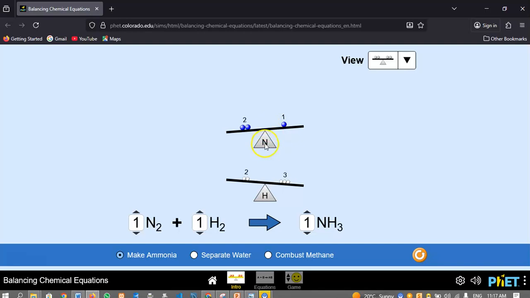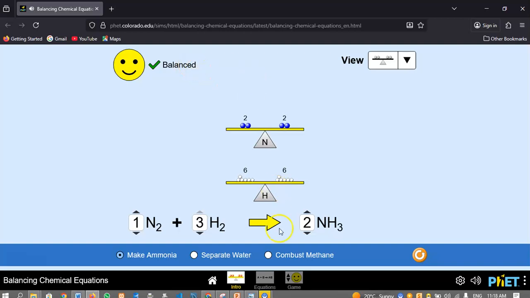When I'm looking at nitrogen, this side nitrogen is 1, this side nitrogen is 2. So let me first increase this side, and nitrogen becomes 2. So yes, nitrogen has balanced. Now we need to balance hydrogen. So what are we going to do? We look at where there are hydrogen atoms on this side, and we increase the number of hydrogen atoms until our weighing scale balances. So our equation is now balanced without putting in much thinking.